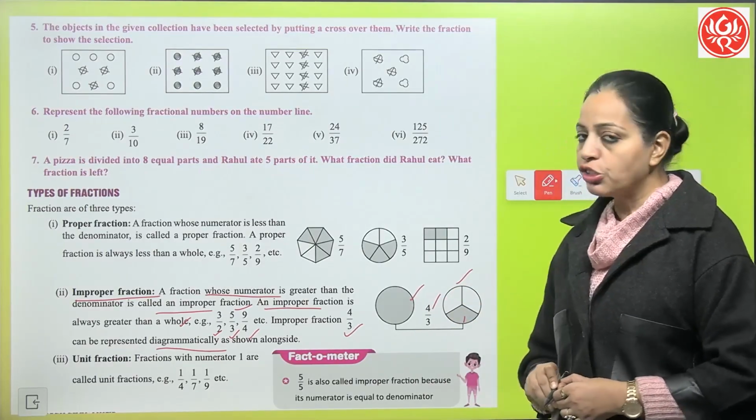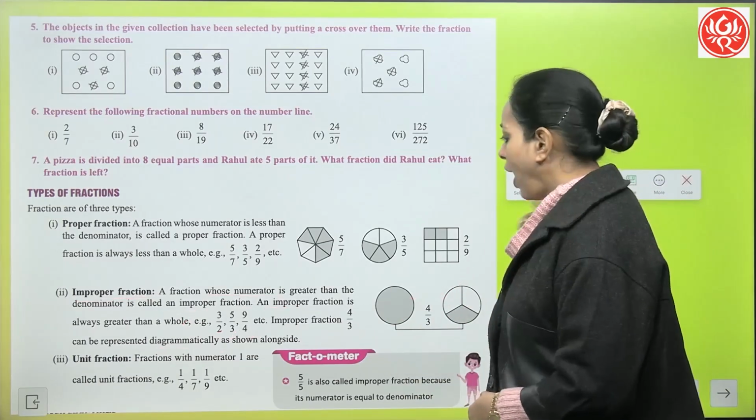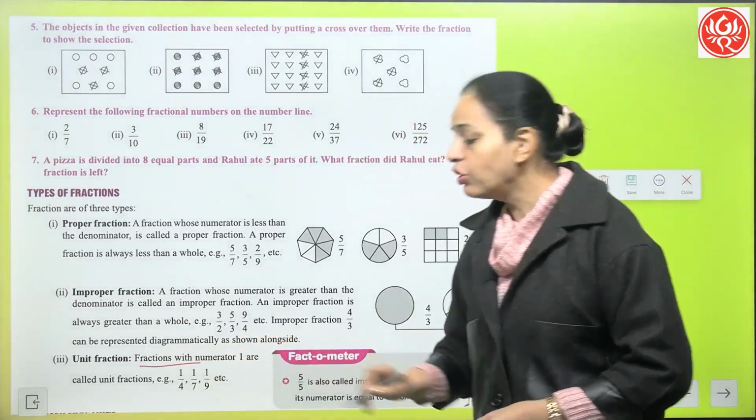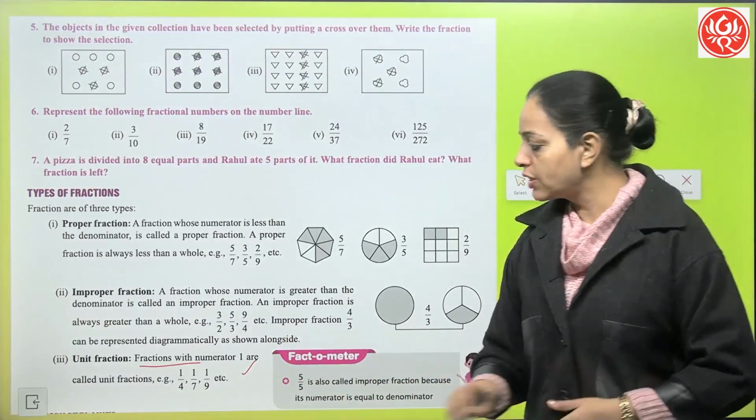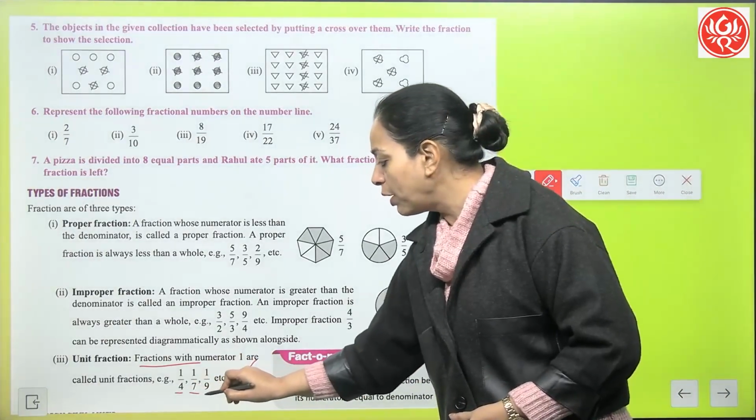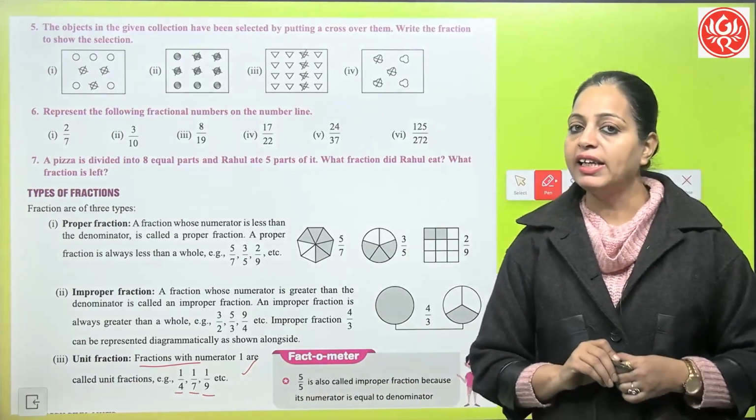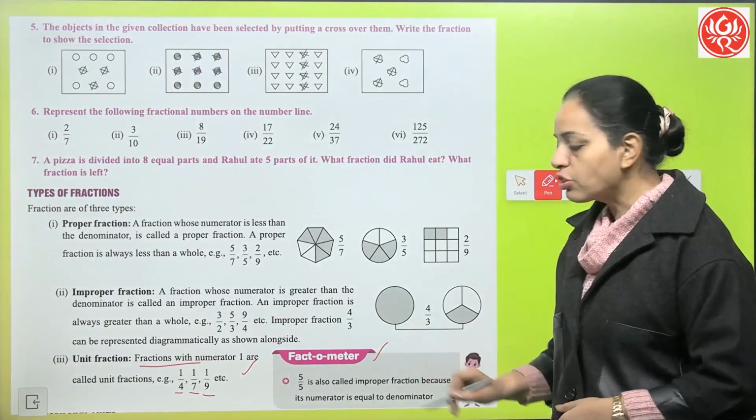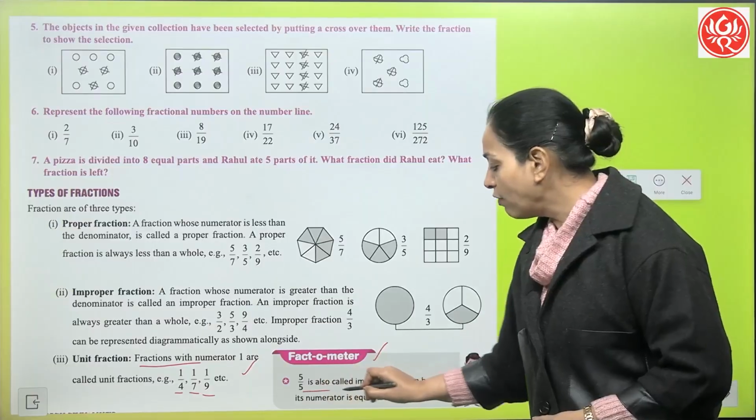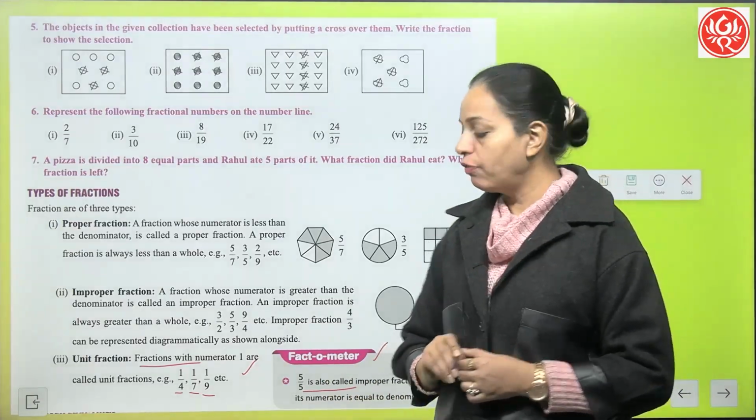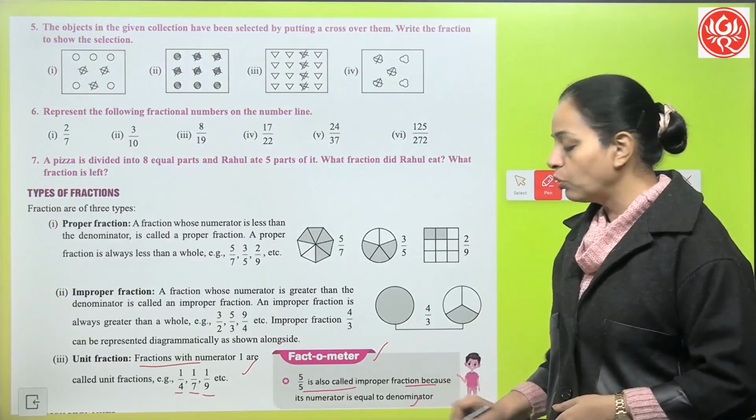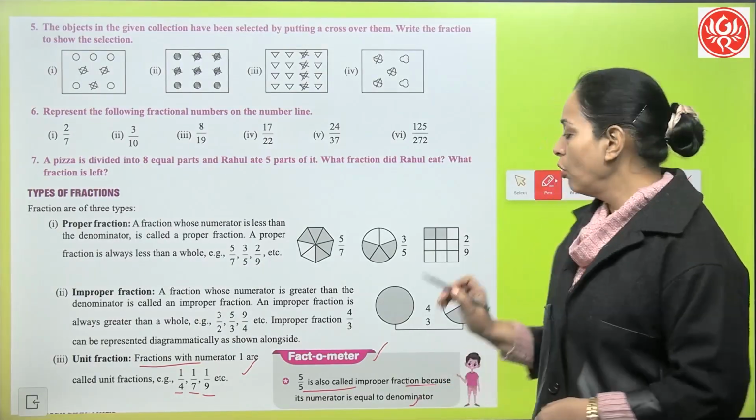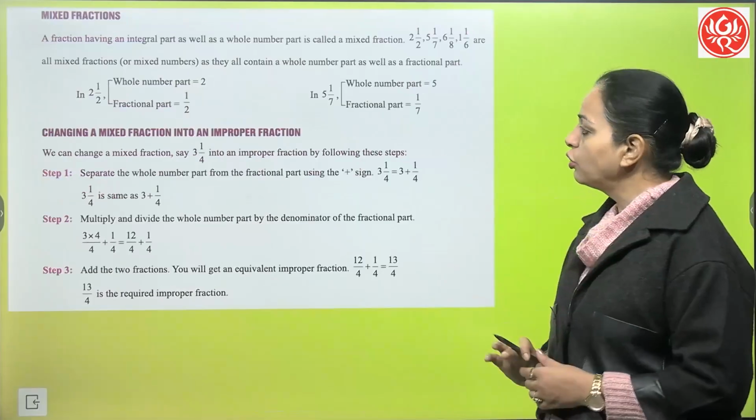Okay. Now we are talking about unit fractions. Fractions with numerator 1 are called unit fractions. For example, 1 by 4, 1 by 7, 1 by 9, etc. Also, 5 by 5 is called an improper fraction because its numerator is equal to the denominator. Okay, I hope these are clear to you.